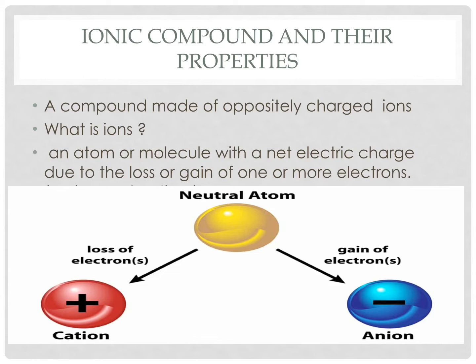Metal atoms become positively charged ions, and non-metals become negatively charged. So one of them will be a positively charged ion, the other one, in this case the non-metal, will be a negatively charged ion. Sodium chloride, a common example like table salt, is a common example of an ionic compound.